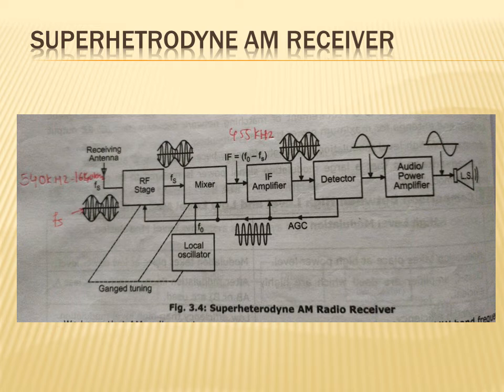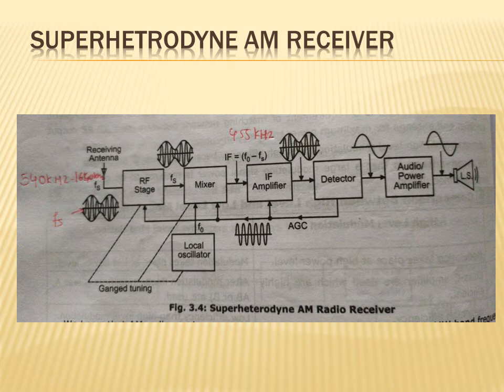The intermediate frequency of AM signal is 455 kilohertz. This intermediate frequency signal is given to the IF amplifier. This intermediate frequency amplifier amplifies the IF signal. Okay, this amplified signal is given to the detector.